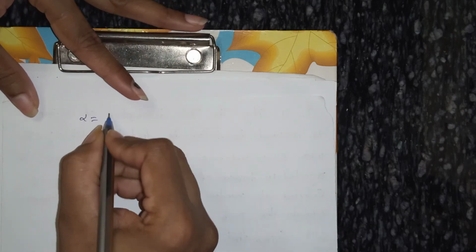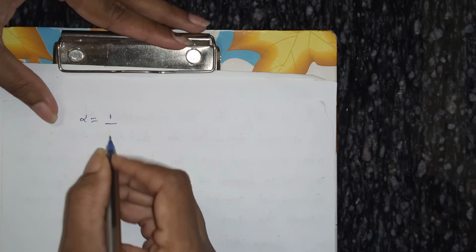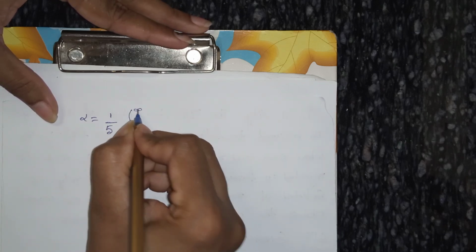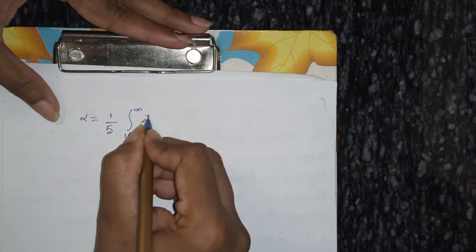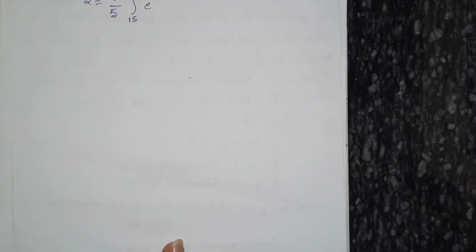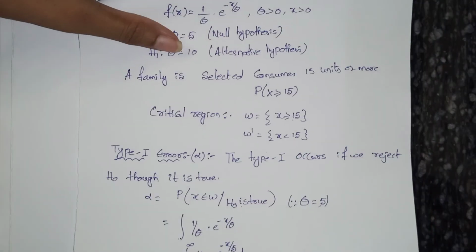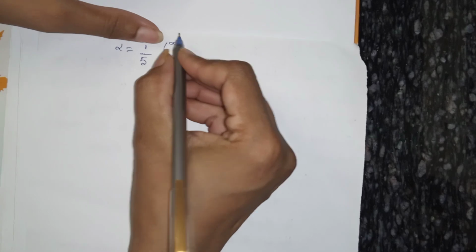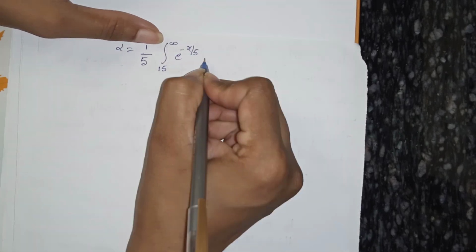So alpha equals 1 by 5, integration from 15 to infinity, e to the power of minus x by 5 dx.